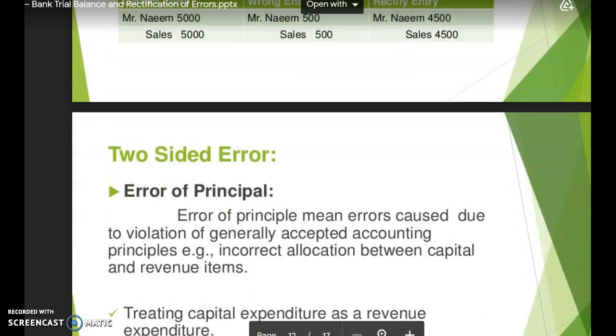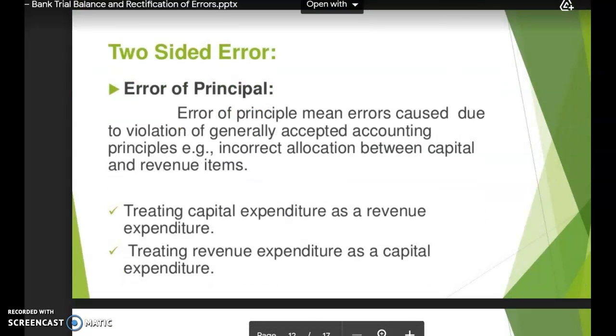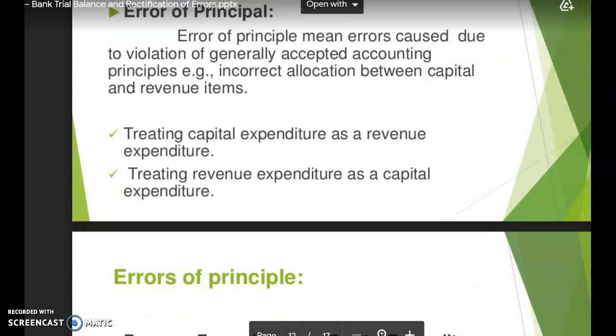Now come to the error of principle. As I told you, error of principle here means that the accounting principle has been violated. Like the capital expenditure is treated as the revenue expenditure. For example, purchase of building being recorded as the purchase of goods. Likewise, the sale of goods being recorded as the sales of furniture. So automatically this is the violation of the accounting principle. By this the trial balance will agree because debit balance will show the debit and credit will show the same. But the mistake lies here that the accounting principle has been violated.